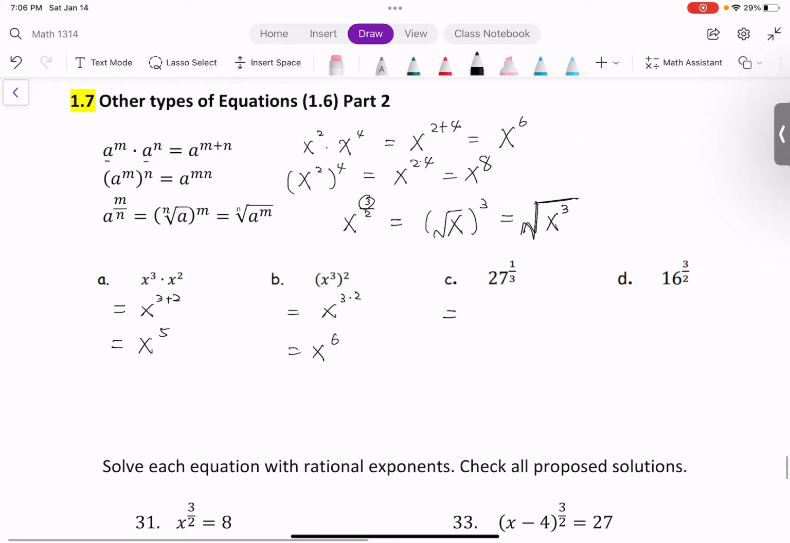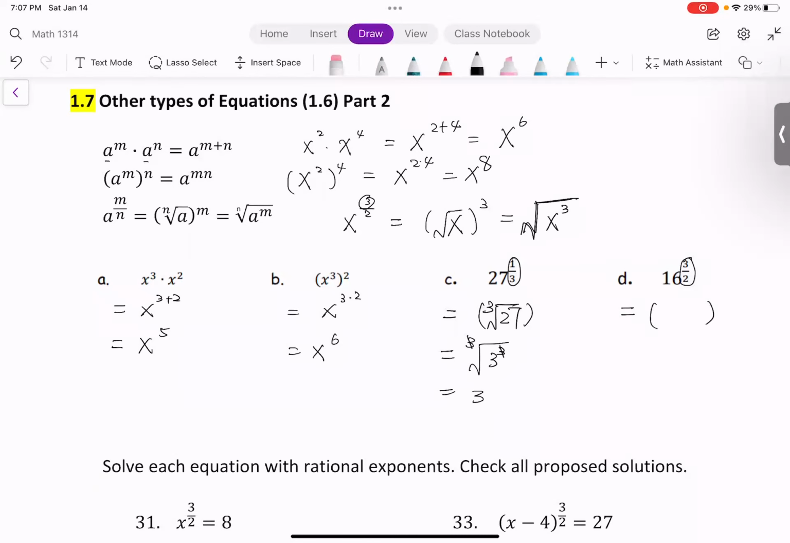Next one, the fraction part is 1/3. So 1 is the power, 3 is the root, the cube root of 27. And we know that if the power is 1, that means just itself. We can erase this part. Then in the radical sign, 27 is 3 cubed. So 3 cubed and cube root cancel. We have 3.